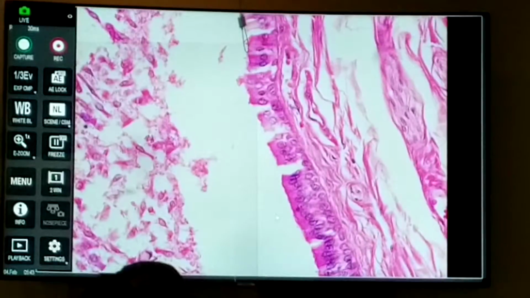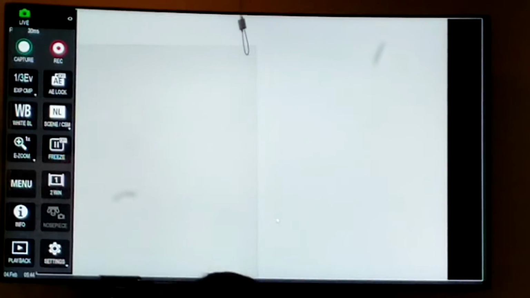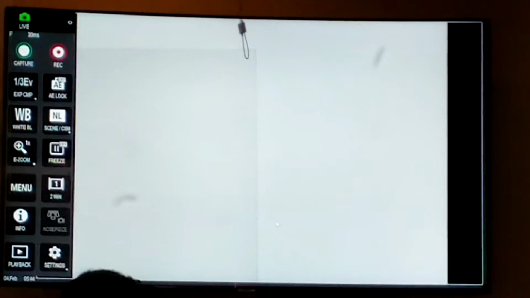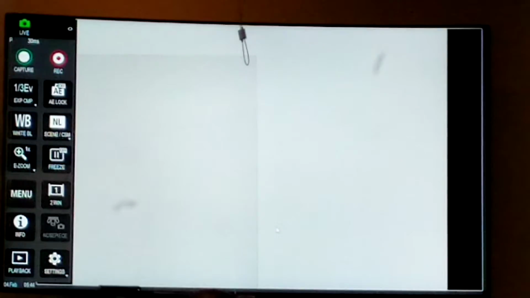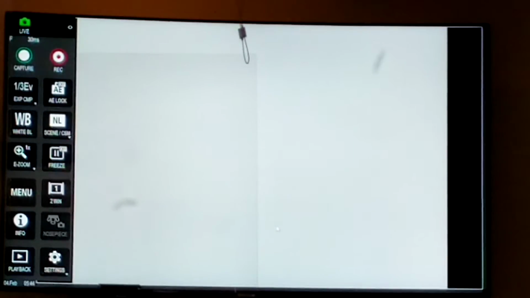Everybody with me? So we've seen simple squamous, stratified squamous, simple columnar, stratified columnar. We've seen simple cuboidal and stratified cuboidal, and we saw pseudostratified. Let's look at transitional.